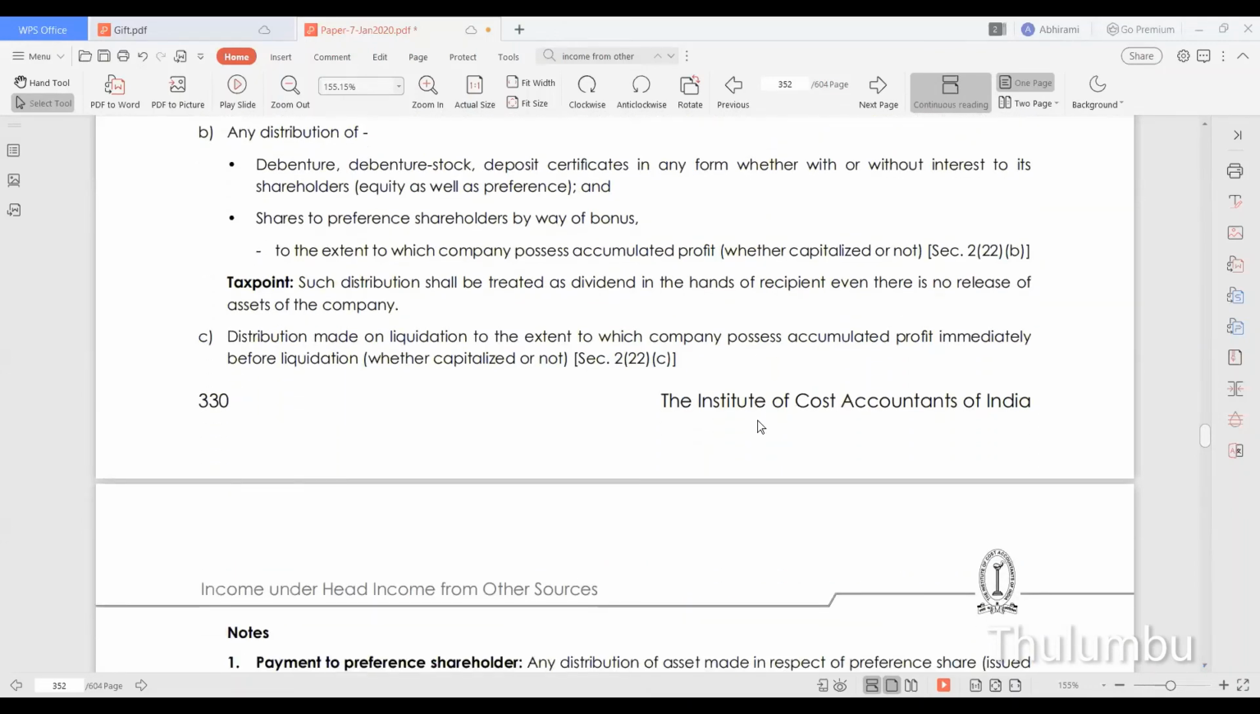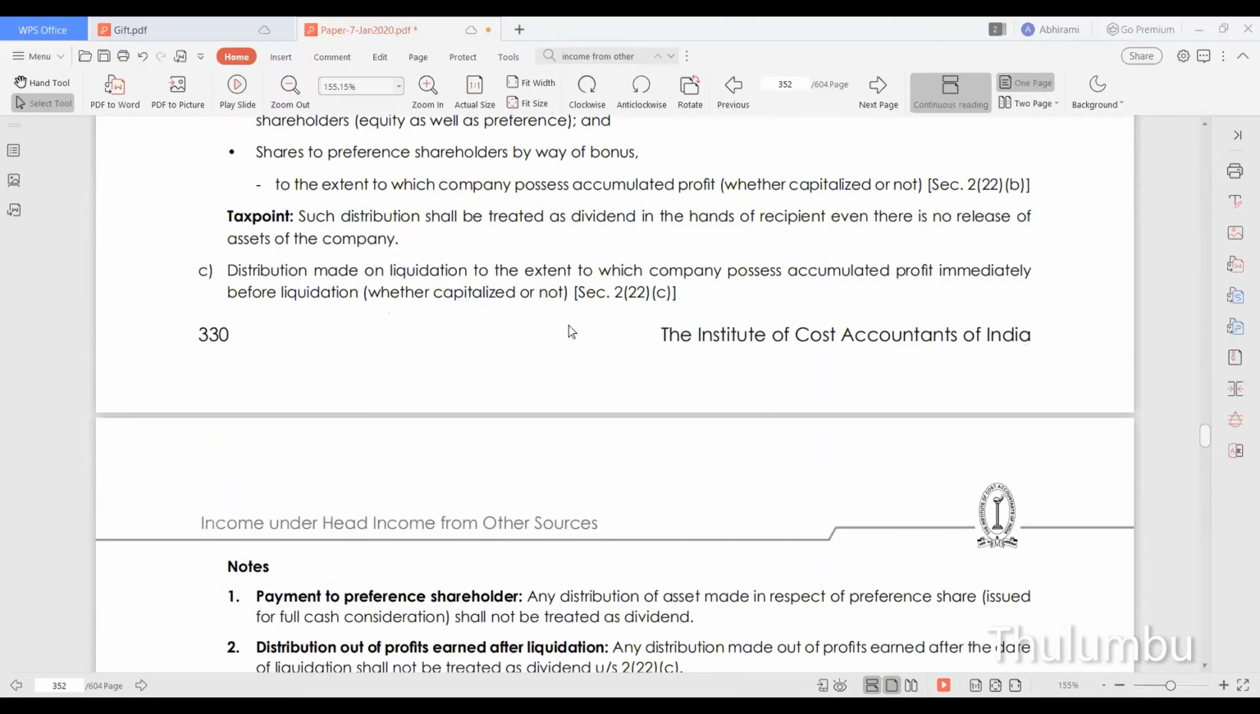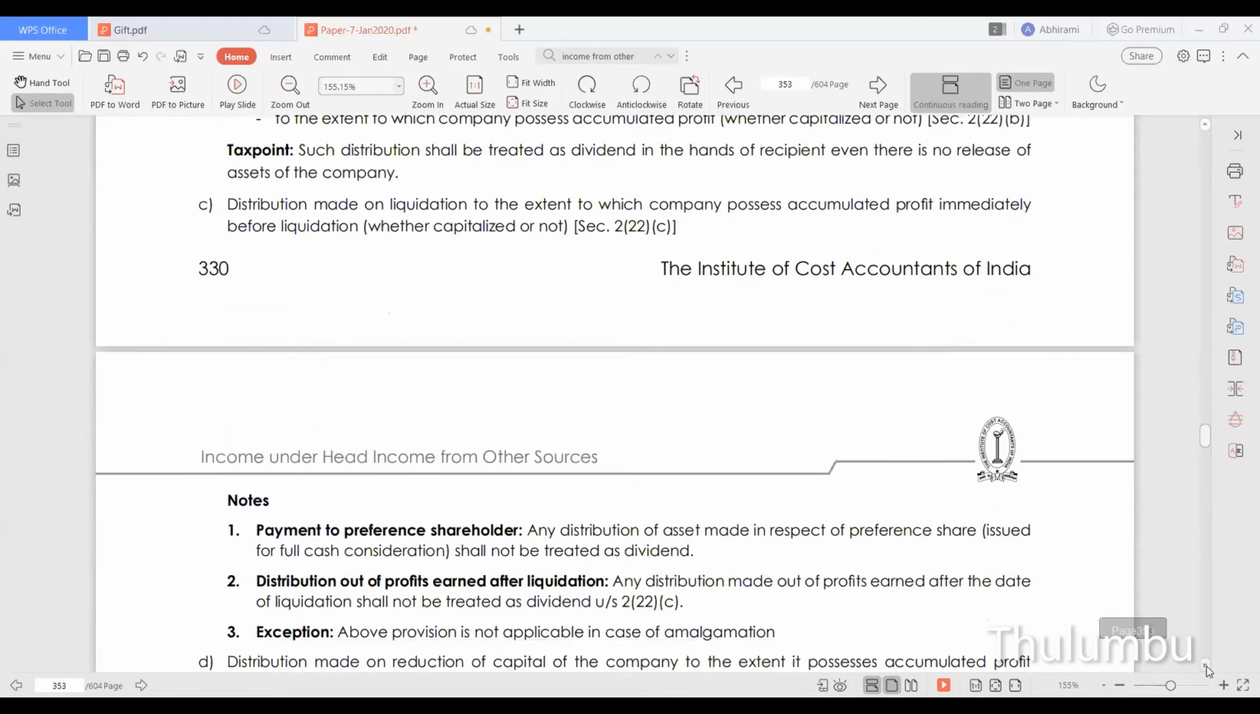Third one, in case of liquidation, distribution made on liquidation to the extent of company's accumulated profit. Now we are going to close the company. Liquidation means company closure. At that time, if I distribute the assets in the company for liquidation, that is considered to be dividend.